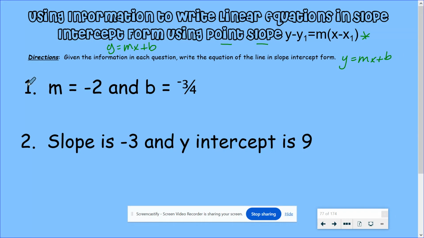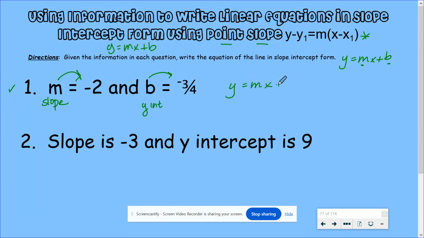So the easiest scenario, which is number 1, is when we are given the value of m, which we know is the slope, and the value of b, which we also know is the y-intercept. And literally, all we're going to have to do is substitute the m and the b with the values that they give us.